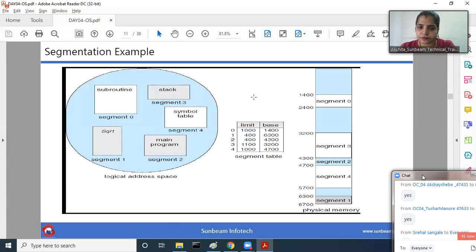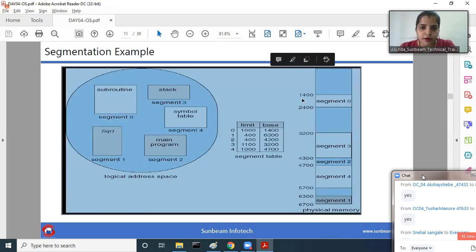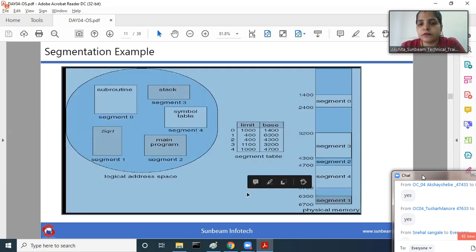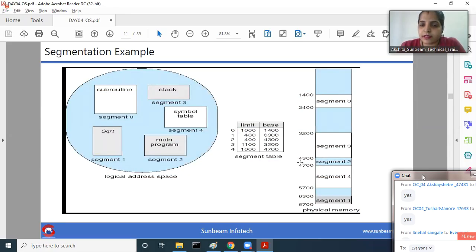That is the limit. So segment 0 starts at, assume, 1400. 1400 plus 1000 is 2400. That is nothing but the limit. Just as a page table has page number and index, a segment table has two entries: one is limit, another is base. Second, segment number 2 requires only 400 size of data. So assume it starts at 4300 and it is, just a second.